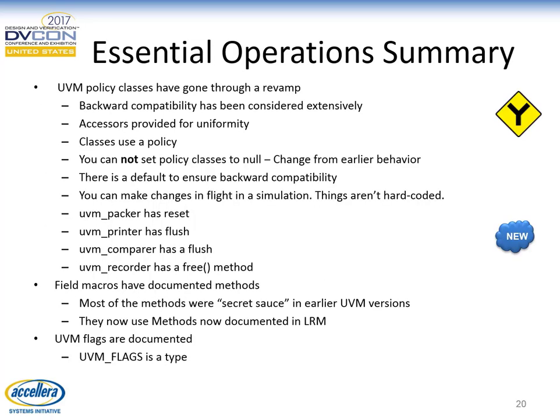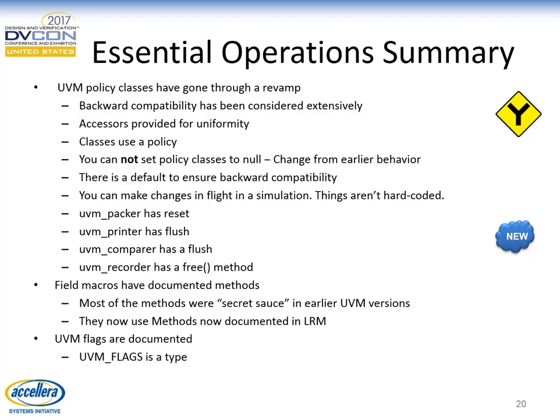So here's the essential operation summary. What I did not gloss over, I'll go over right now. We've considered backward compatibility extensively while going through all of the policy classes, which have gone through a fairly significant revamp. For uniformity purposes, accessors are provided for each of the settings that are there in each of the things. All classes now use a policy. You cannot set policy classes to null. That's the big deviation from earlier behavior, okay? You'll notice that, and that's why it's there.